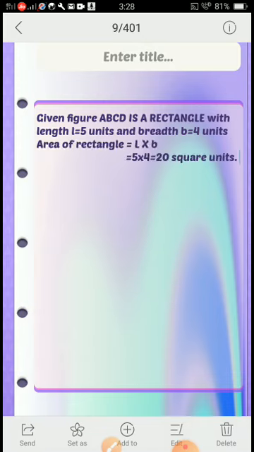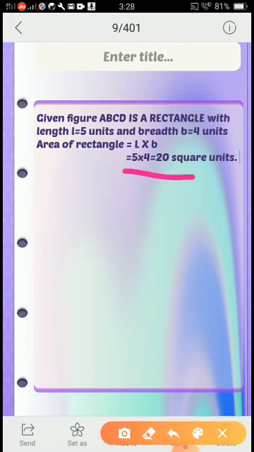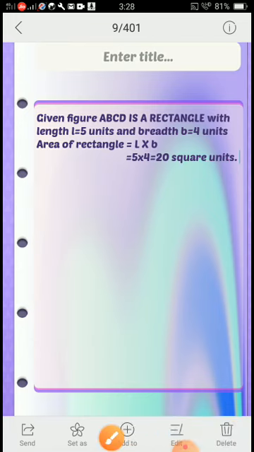Then what was the area of a rectangle? It is length into breadth. Correct. So just substitute the values. 5 into 4, you will get the answer as 20 square units. That is the unit of area. It is not particularly mentioned centimeter or meter, so you should write it as square units. Clear? The question is clear?